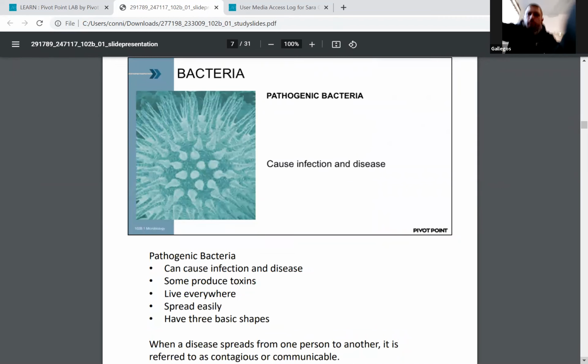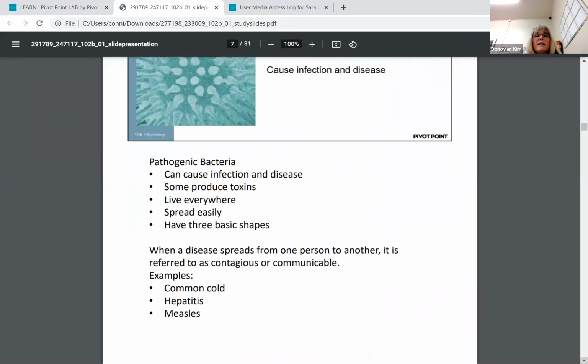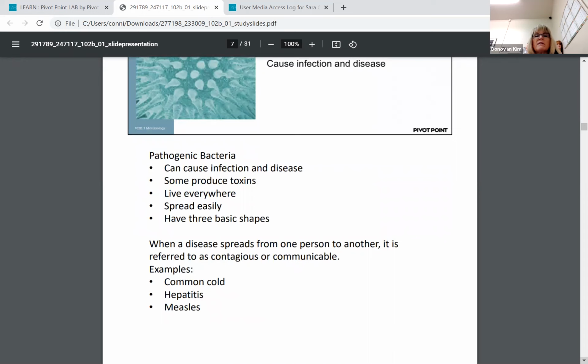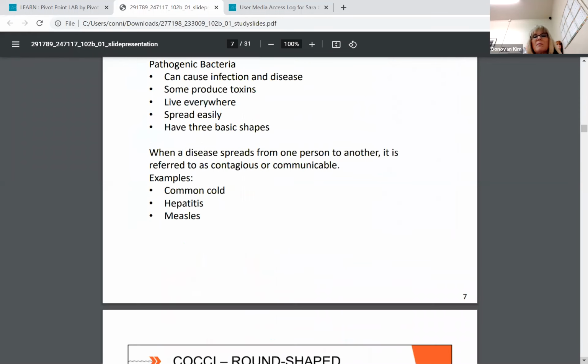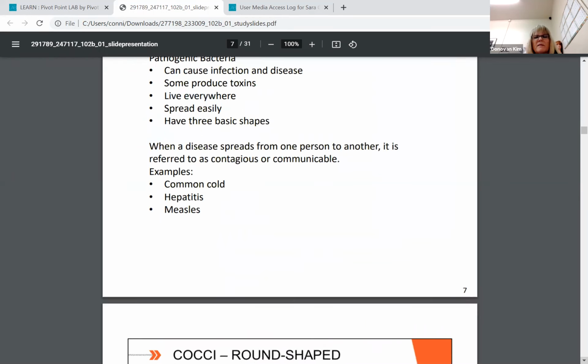Pathogenic bacteria is what causes disease. This is what's going to hurt you. This is infection and disease. Some produce toxins. These also live everywhere and spread very easily. They come in three basic shapes, and you do need to know those shapes. Examples of what's spread from person to person are known as contagious or communicable. Those are two words you're going to need to know. That is a cold, hepatitis, measles, just about anything that you can pick up from somebody else.